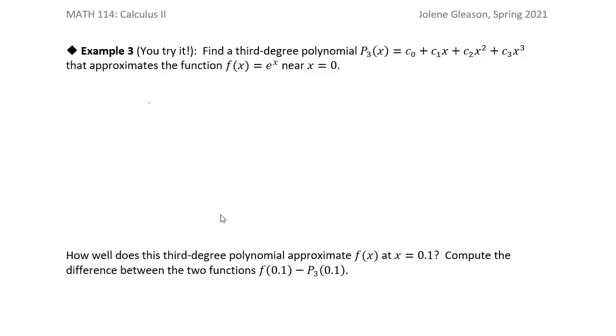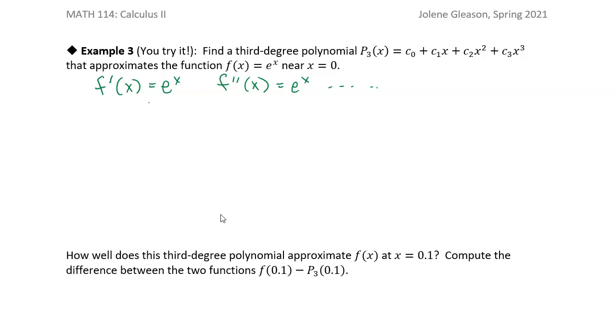Now, you may have noticed a pattern in the derivatives of e to the x. It's pretty easy to come up with the derivatives. The first derivative is e to the x. The second derivative is e to the x, and so on. So you can see that all the derivatives at 0 are going to be 1. Okay, so we'll just hold that thought.